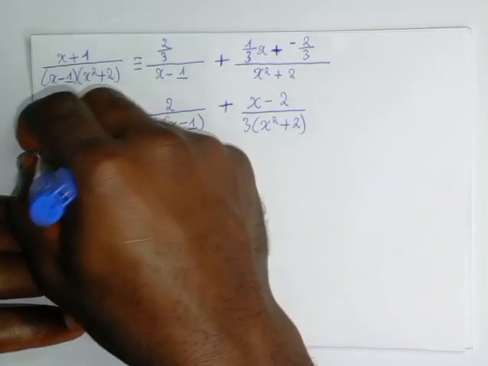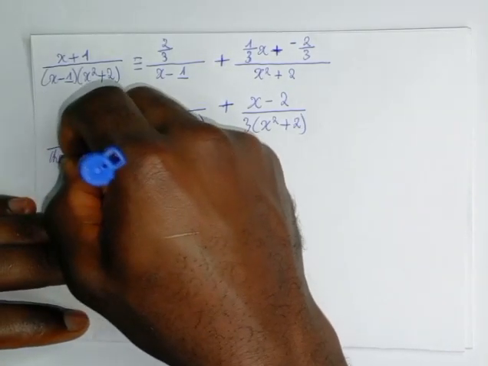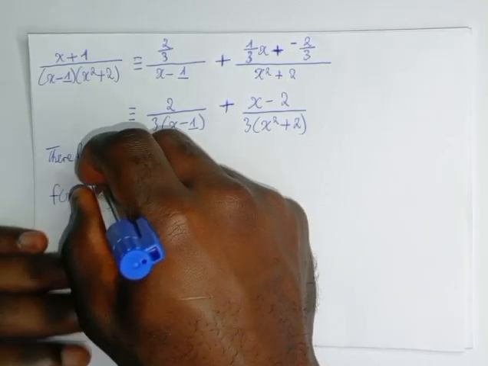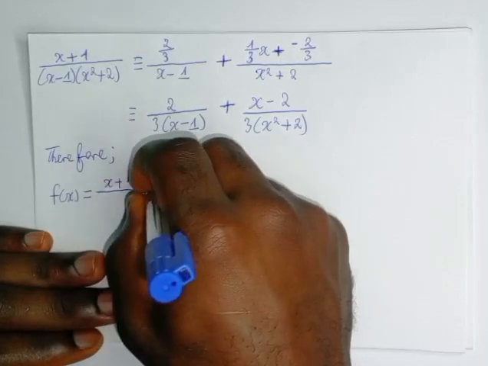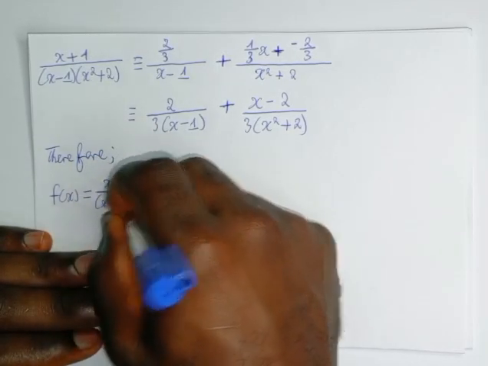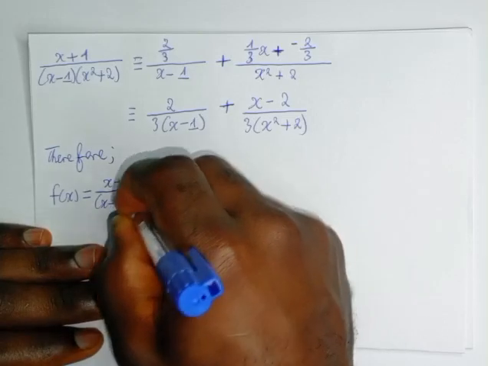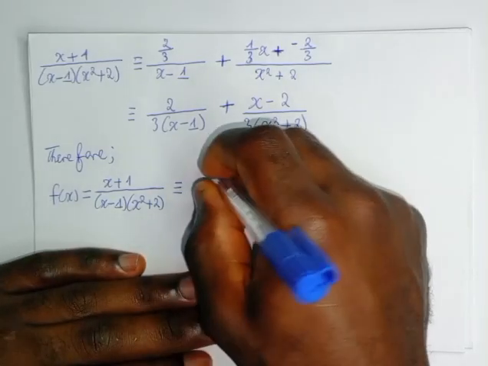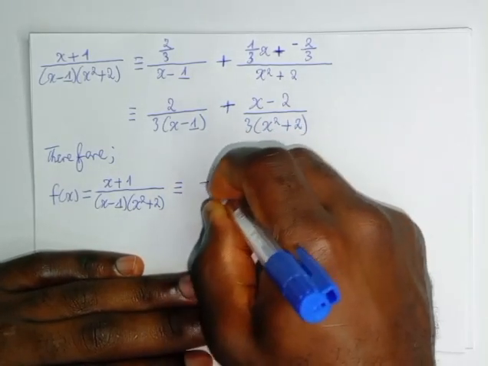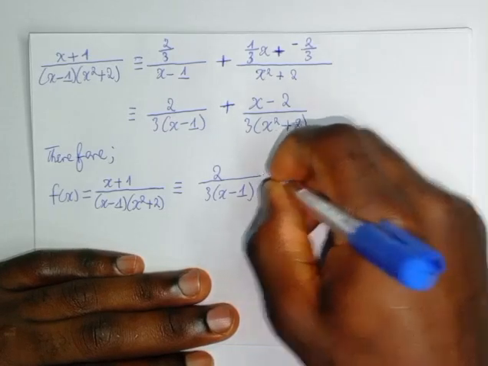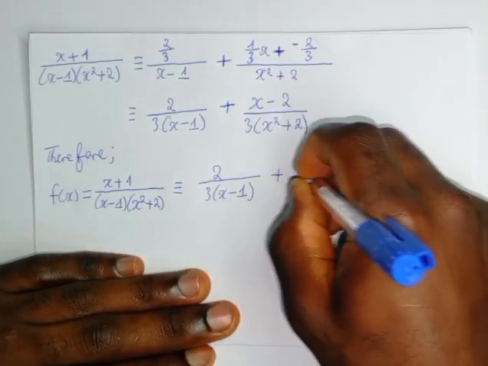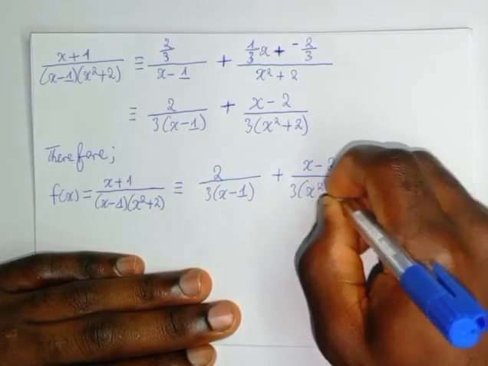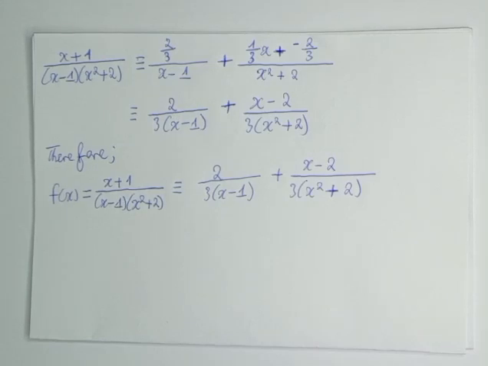Now we can conclude, therefore, f of x, which is equal to x plus 1 over x minus 1 times x squared plus 2, in partial fractions is identical to 2 on 3 times x minus 1, plus x minus 2 on 3 times x squared plus 2. We are done with the solution.